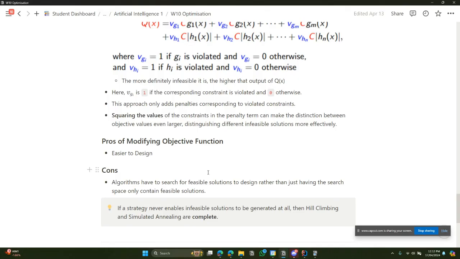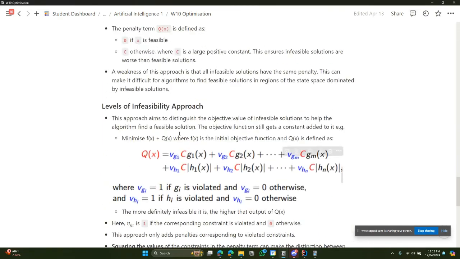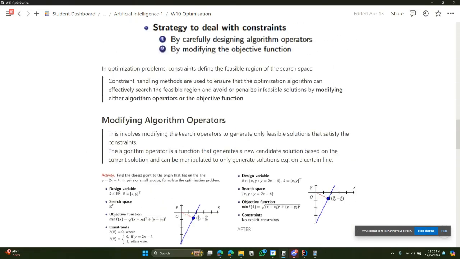So with modifying the objective function, hill climbing and simulated annealing might not be complete, as we still generate infeasible solutions. But yeah, that's pretty much it for constraint handling and simulated annealing.